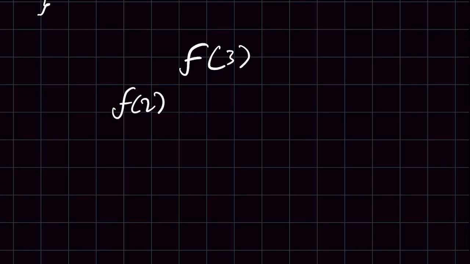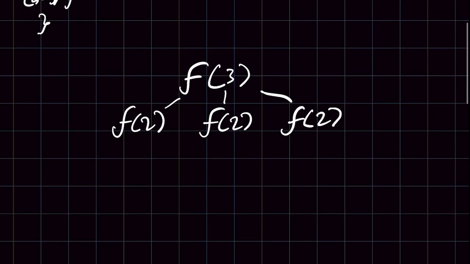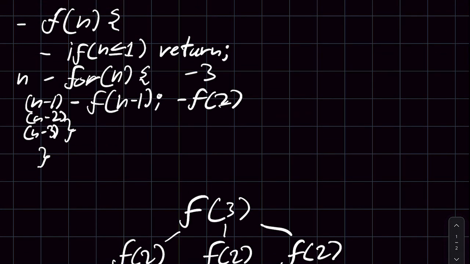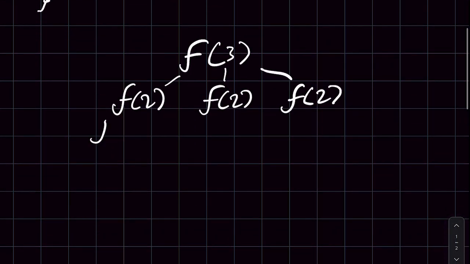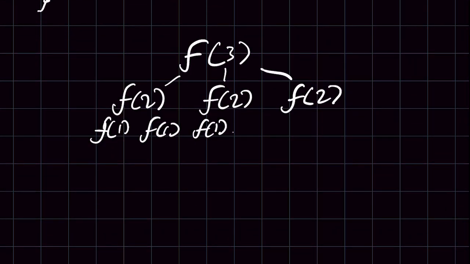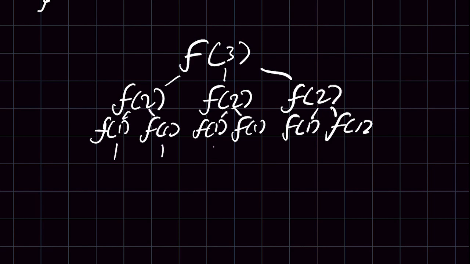So f of 2, and f of 2. It's going to call all 3 of those, and then f of 2 is going to run. It is not hitting the return statement, and it's going to be running a for loop 2 times. That's going to call f of 1. So each of these is going to call f of 1. Good Lord. And then these are all going to return by themselves.